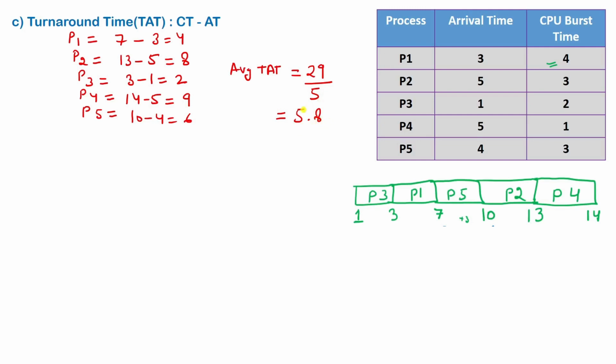Okay, now let's find the next thing, that is waiting time. Waiting time is turnaround time minus burst time, or you can say the waiting time is the time that is spent by a process inside the ready queue.